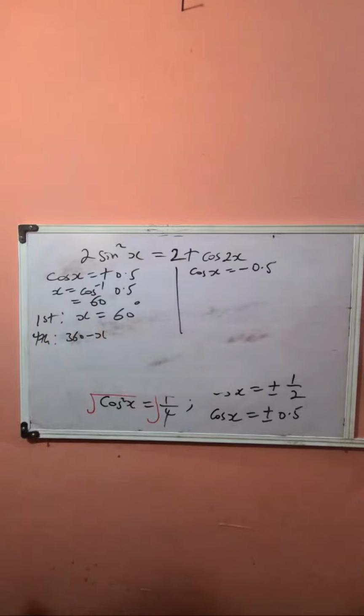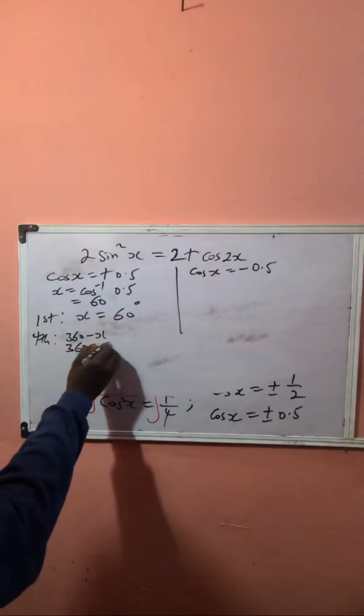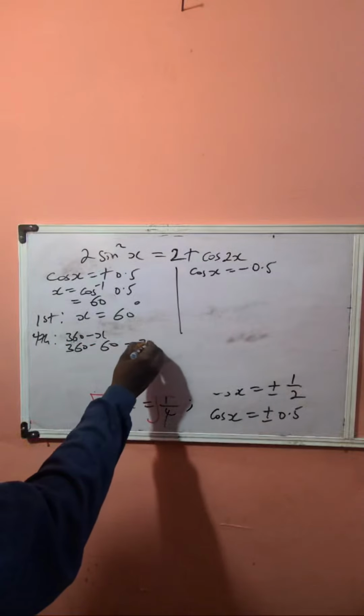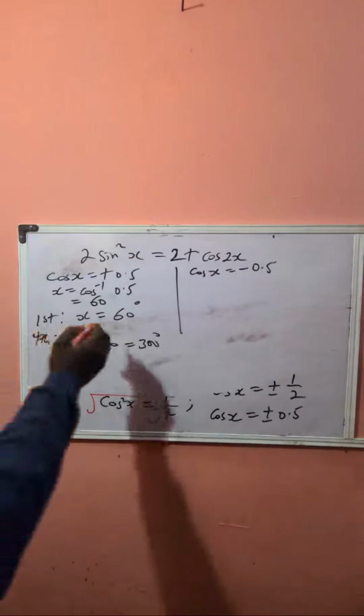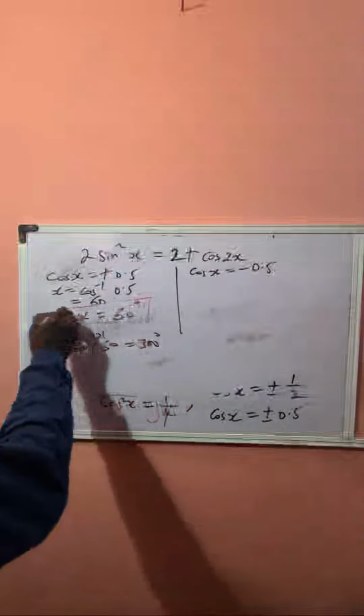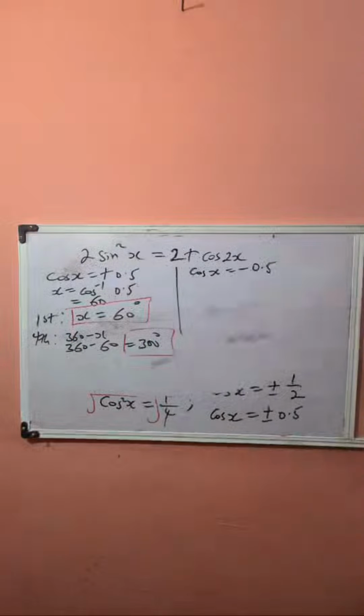For the fourth, we have the rule of 360 minus an angle. In the case where you are dealing with theta, it will be 360 minus theta. You should be able to understand that easily. This will be 360 minus 60, which will be 300 degrees. How many of you have gotten something like this? How many of you were able to follow what we have here? Now, those are the two answers we're going to have for our positive 0.5. But that's not all we have to do.